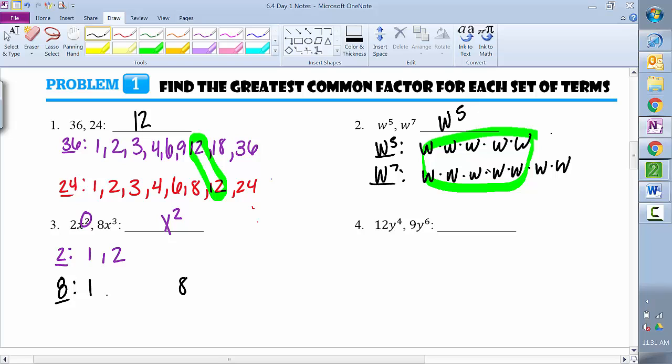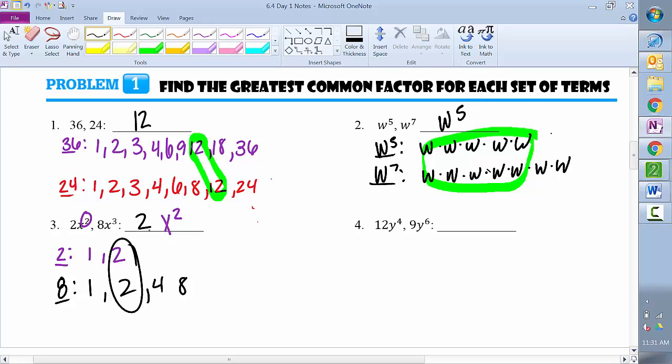I have 1 and 8, and I have 2 and 4. Look, that is the one that's in common. I always check to see if one of these, the smallest one, can go into the other. So 2 can go into 8, or 8 divided by 2 is a factor here.